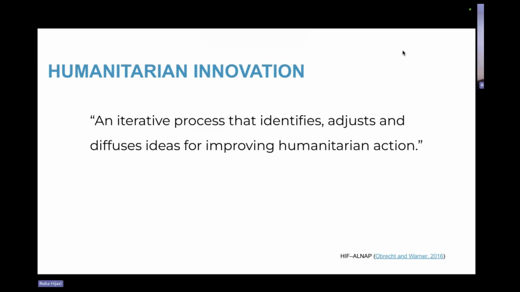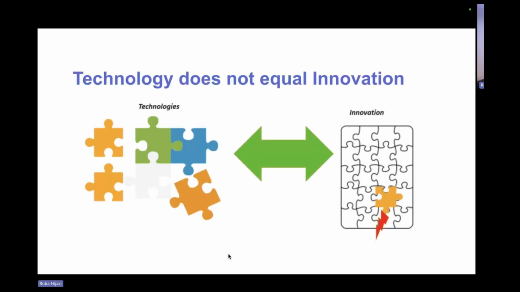So humanitarian innovation is an iterative process that identifies, adjusts and diffuses ideas for improving humanitarian action. It's always adding value to our normal practices. And today we will be discussing also how humanitarian innovation is different from our usual practices. The important thing that we always like to emphasize is that technology does not equal innovation.